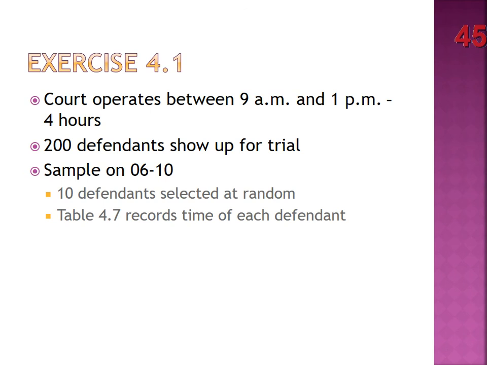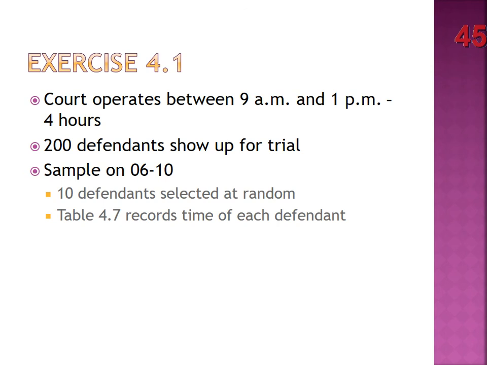And the traffic court of King James County, I think that's an interesting county name, operates between the hours of 9 a.m. and 1 p.m. Each morning, roughly at 9, 200 defendants show up for trial involving traffic violations, such as speeding, illegal parking, and ignoring a stop sign. On Monday, June 10th, a sample of 10 defendants was selected at random by a consultant, and for each defendant, the consultant recorded the actual time spent in discussion with the judge and the time paying the fine, not including waiting. Also recorded were the times the defendant arrived and left the court. The data are summarized in table 4.7.